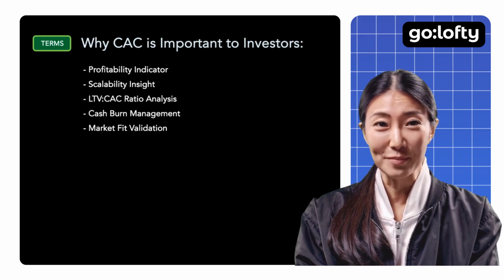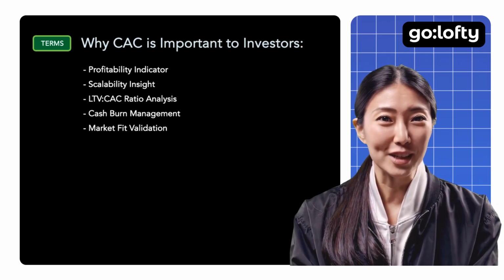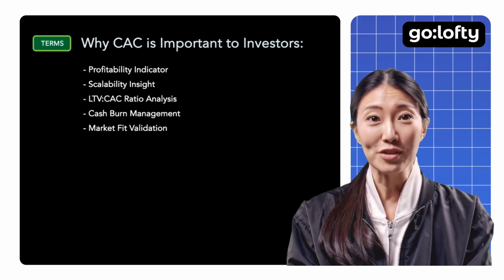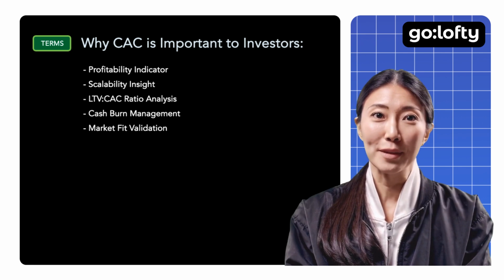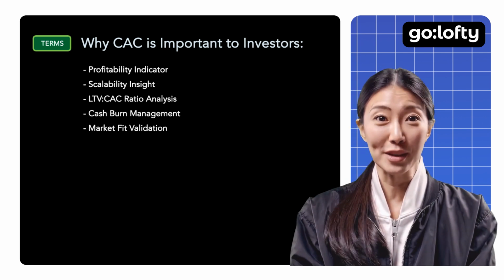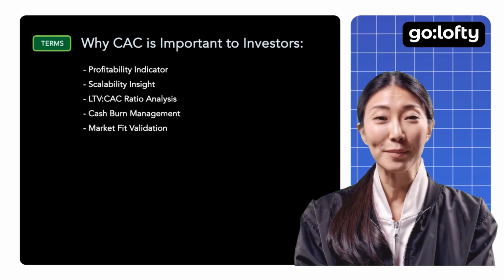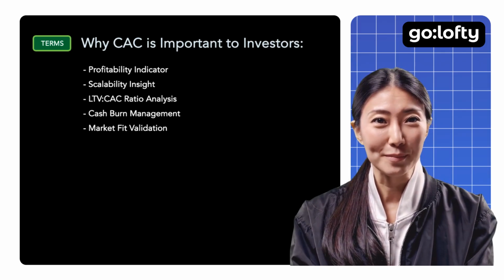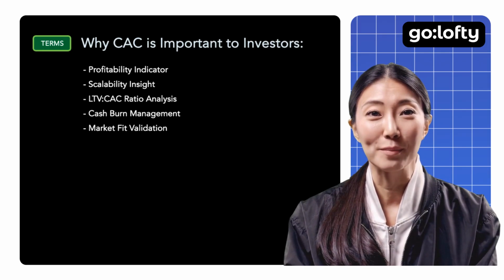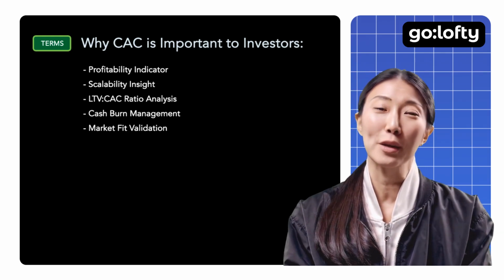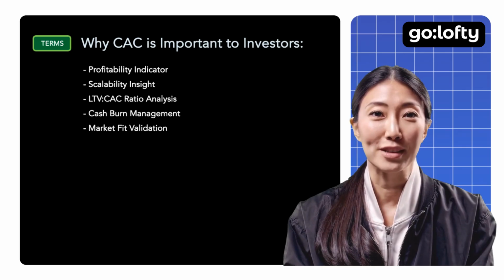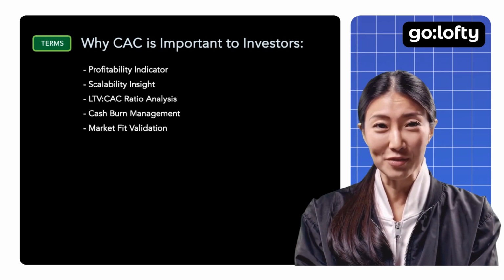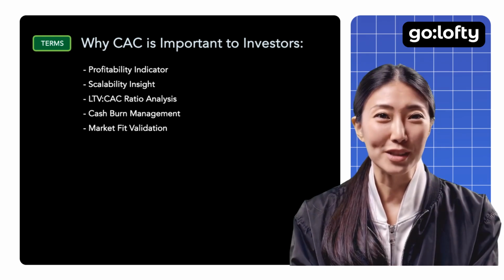LTV-CAC ratio analysis. CAC is used alongside lifetime value, LTV, to evaluate whether a business earns significantly more from a customer than it spends to acquire them. A healthy LTV-CAC ratio is typically 3:1 or higher. Cash burn management. High CAC often leads to faster cash burn. Investors want to ensure that the startup can manage runway and doesn't rely endlessly on funding rounds. Market fit validation. A falling CAC over time often signals improved product market fit, stronger brand awareness, and more effective marketing strategies.